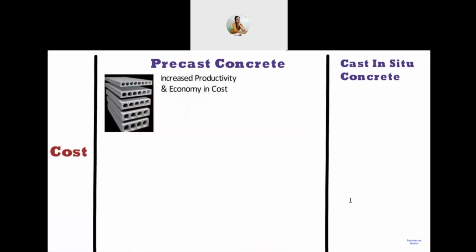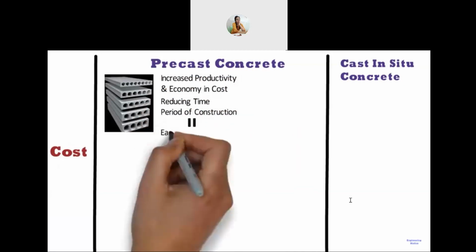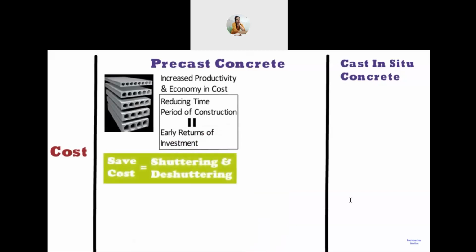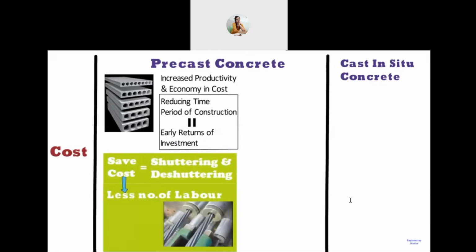and economy in cost too, thereby reducing the time period of construction, which can be beneficial in early returns of the investment. In precast construction, you can save the cost of on-site shuttering and de-shuttering. It requires less number of labors, hence you can save the cost of labors too. In precast construction, pre-stressing is done, hence it requires less reinforcement as compared to cast in situ concrete.